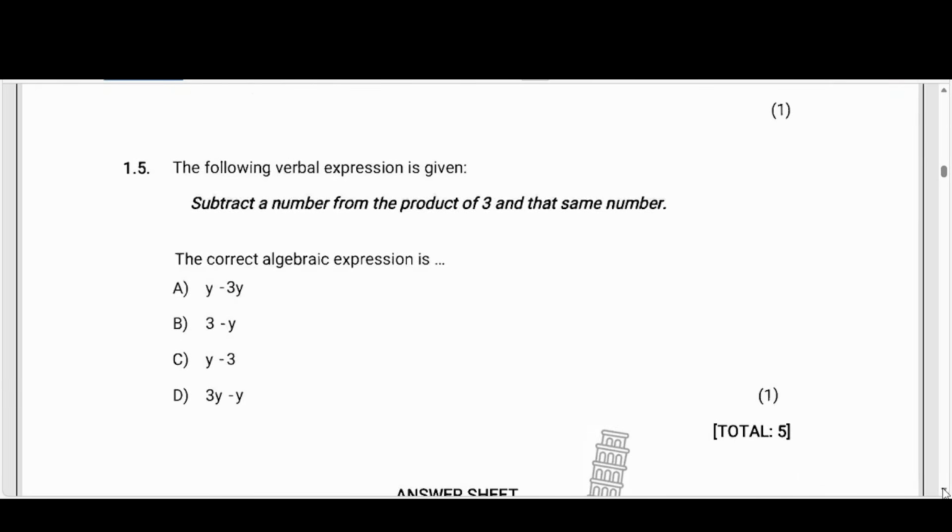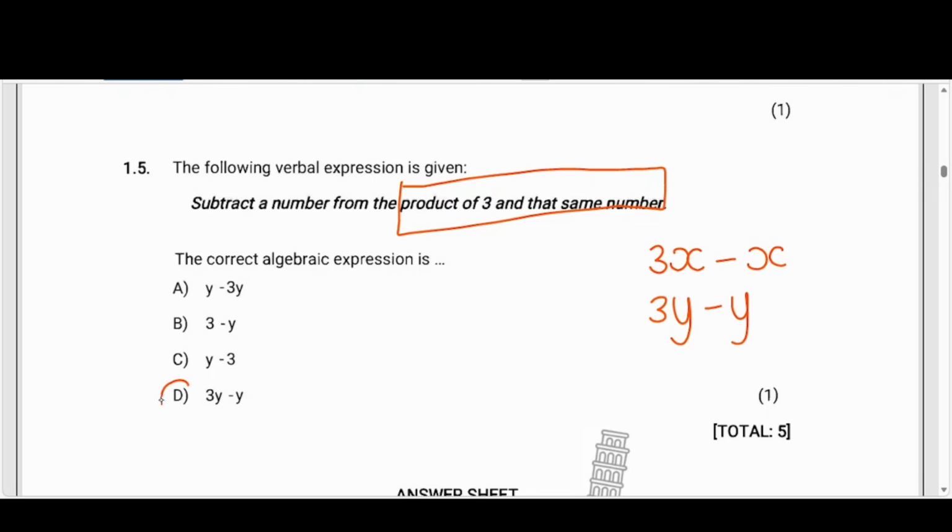1.5, the following verbal expression is given. Subtract a number from the product of 3 and that same number. Okay, so the product of 3 and that same number just means 3x. That is a product of a number and 3. We're going to subtract the same number from it, so we're going to take away that same number. They've used y here, so it's just going to be 3 times y take away y, which is D.